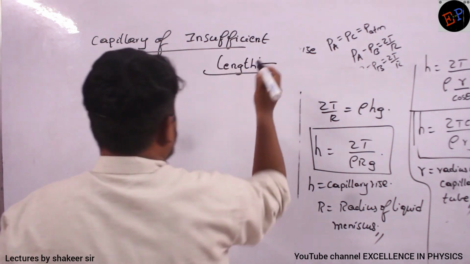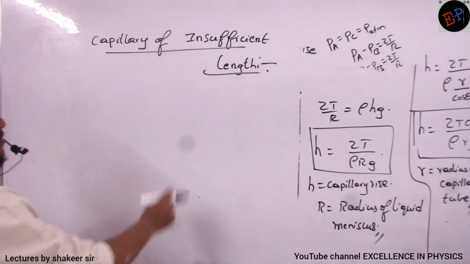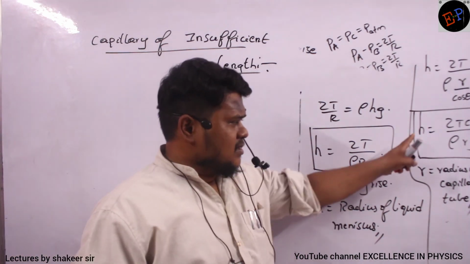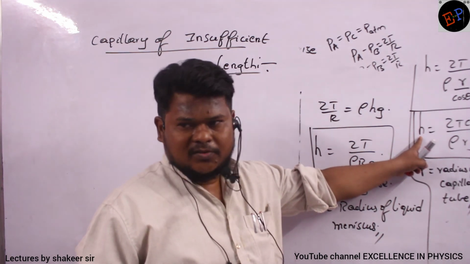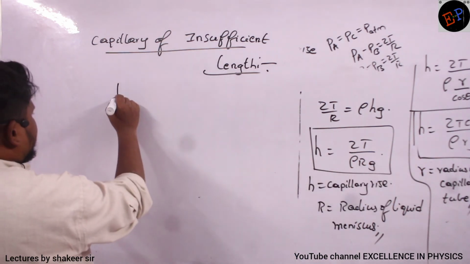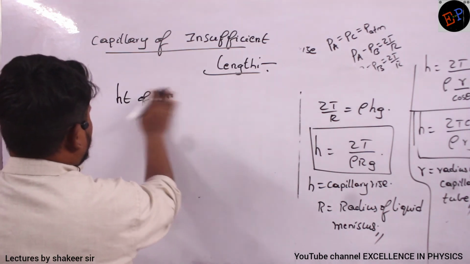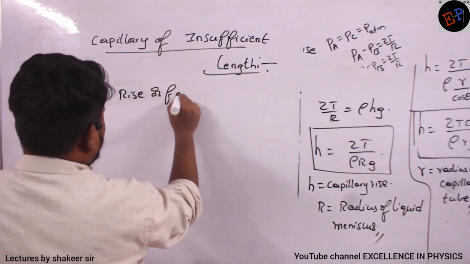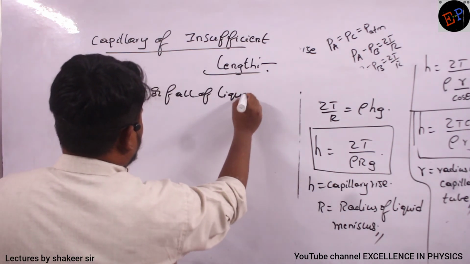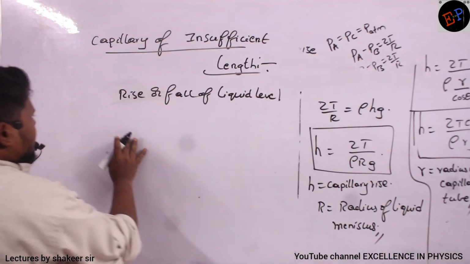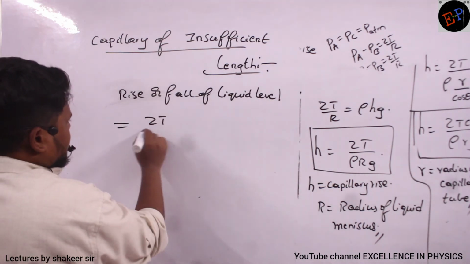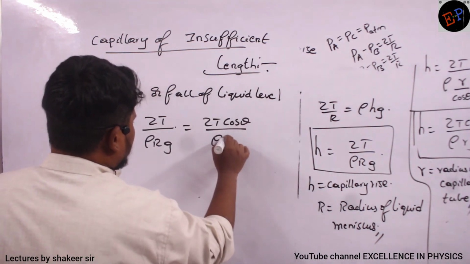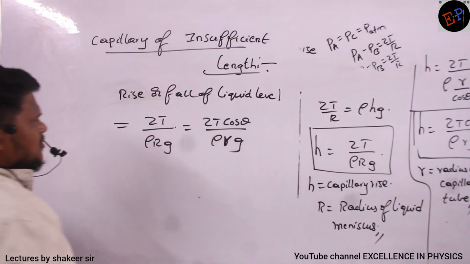Okay, so what is meant by capillary of insufficient length? For the liquid meniscus to rise, this is the height up to which the liquid level rises. What is the formula? The rise or fall of liquid level, or just capillary rise or capillary fall, is 2T by rho R g, or you can write 2T cos theta divided by rho small r into g. This is the formula.